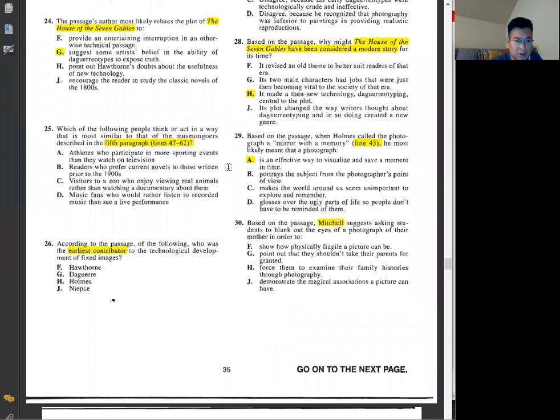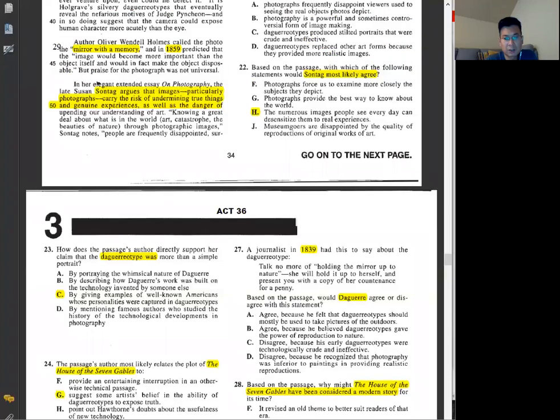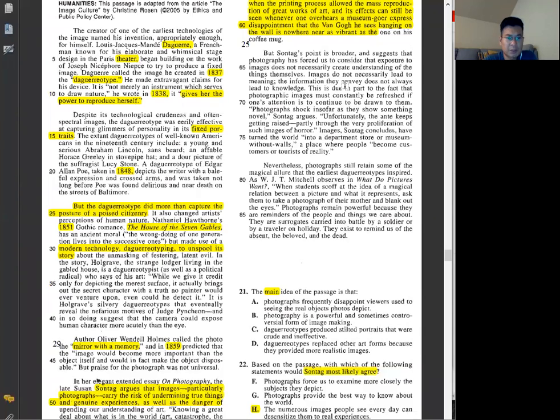So if you think about this, what's the main idea of this? The live thing is not really important because you can see it everywhere too. So which is D. Live music is not as important because you can just listen from the CD or an MP3 or whatever things you can see. And then the next paragraph, but Sontag's point is broader, suggests that photography has forced us to consider that exposure to images does not necessarily create understanding of things themselves. Images do not necessarily lead to meaning. This is important.